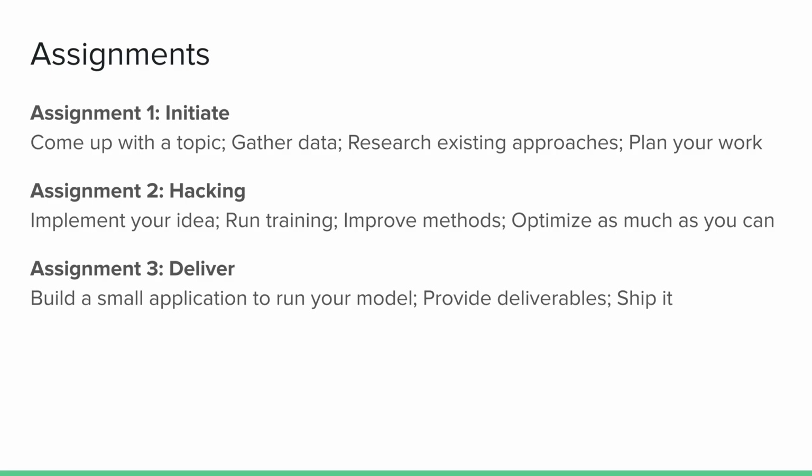The 3 assignments are as follows: initiate, hacking, and deliver. So come up with a topic, gather some data, read some papers, plan your work would be number 1. Number 2, implement your idea, try to figure out what exists already, how you can make this actually run. Train the model as much as you can possibly within a limited time scope. Be aware that this assignment usually could take forever, but we only have around 1 month or so for this one, or maybe 2. So time this properly and make sure that you have a running pipeline as soon as possible, so that you can have at least some results. And of course, if you still have time, try to improve the methods and optimize as much as you can.